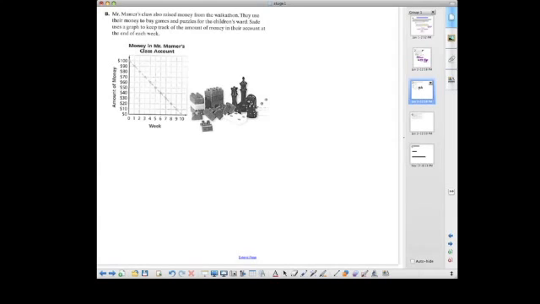So this is a little graph. It says Mr. Marmer's class also raised money from the walkathon. They used their money to buy games and puzzles for the children's ward. Sadie uses a graph to keep track of the amount of money in their account each week. Is this graph linear again? Absolutely. We're starting right here. We go all the way down.